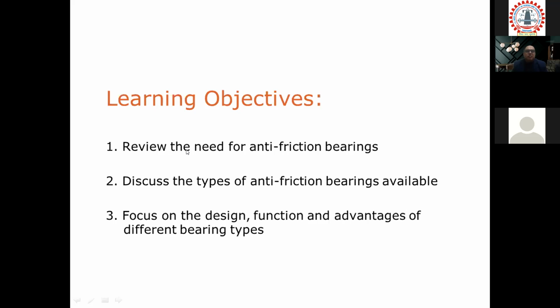So our objectives in this presentation are to review the need for anti-friction bearings, discuss the types, and focus on the design, function and advantages of different bearing types.